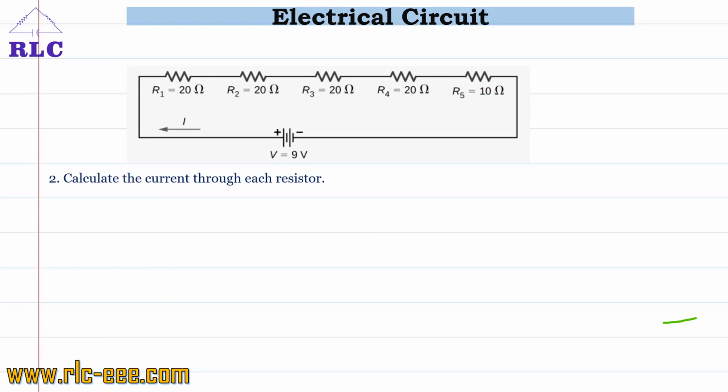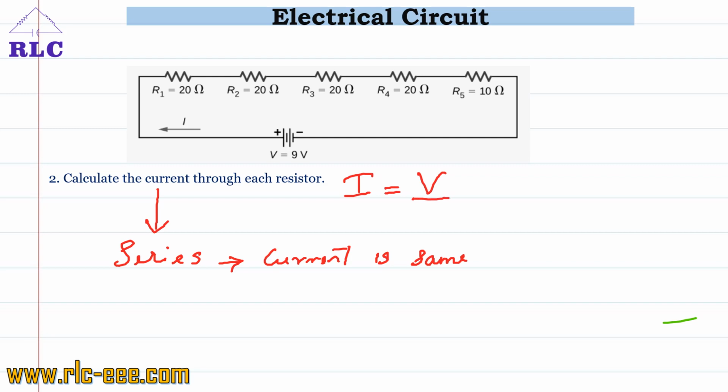The next question is to calculate the current through each resistor. You need to find the value of current in each resistor. Since they are connected in series, the current remains the same. In a series circuit, the current remains constant. So we can write I is equal to V by R equivalent according to Ohm's law. Just substitute all the values. V is equal to 9, and R equivalent we got as 90 ohms. So you will get 0.1 amps.